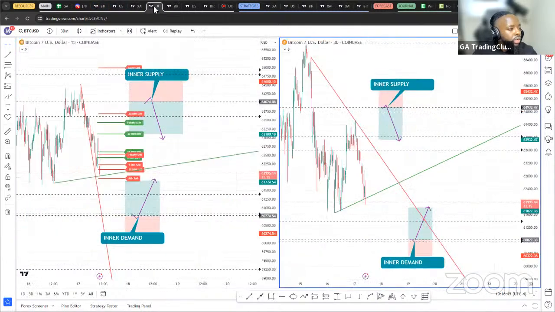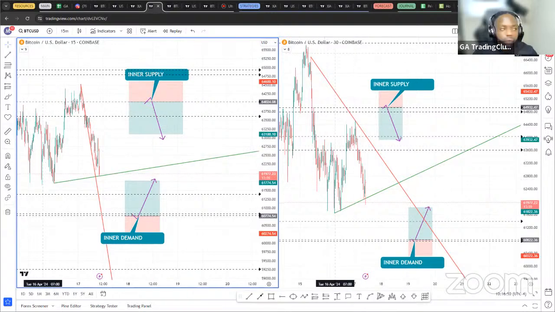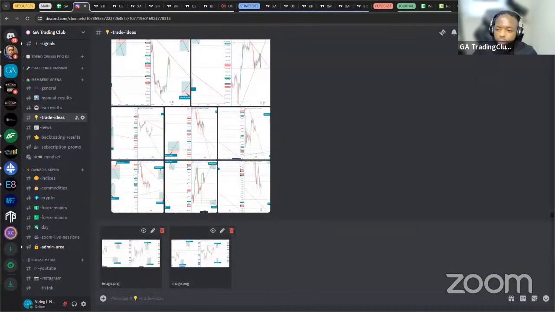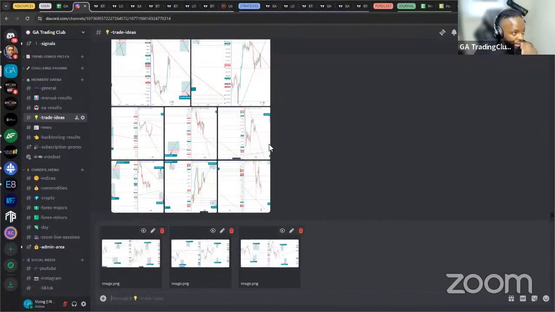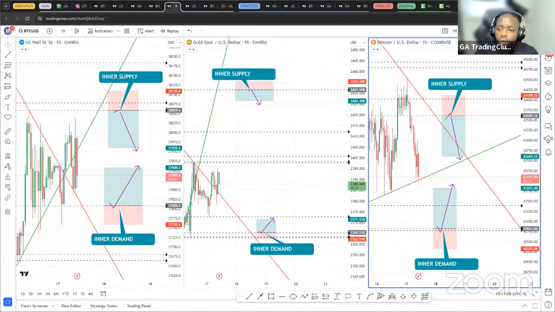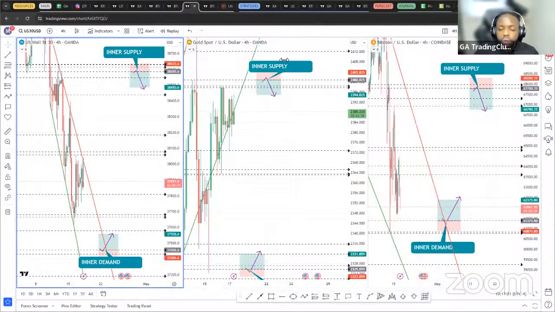Wait, never mind. I didn't send BTC. Give me 1 second. Let me remove that. BTC. See there. And then the hourly setups. And then the 4-hour setup.